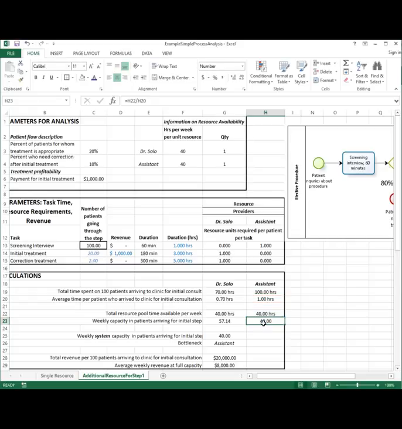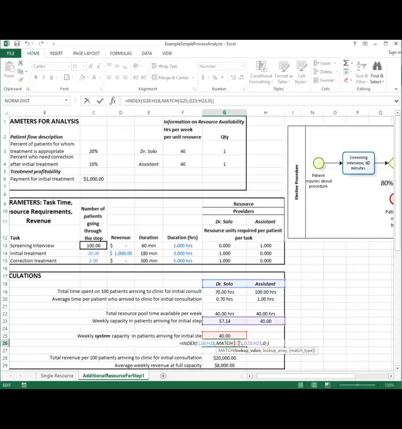For Dr. Solo, it's 40 hours divided by 0.7 hours, and for the assistant, it's 40 hours divided by 1 hour. So what is the system capacity? It's the capacity of the resource that has the least capacity. So I'm using a minimum function to find the minimum of these two, and the minimum is going to be 40. And then where's the bottleneck? Here, I'm using a combination of index and match. Match will find me the column in G23, H23 that matches this value, 40. So that's going to be column 2. And then I'm looking up in this array what is the value in the second column, and that's going to be assistant right now.